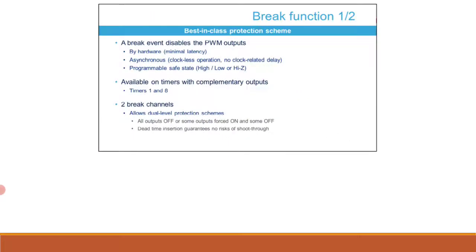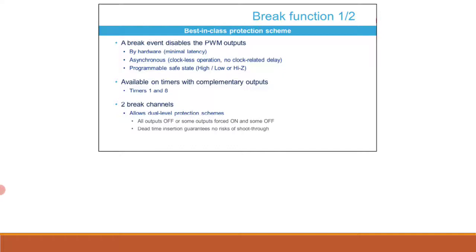A brake event triggers a hardware protection mechanism that automatically disables the PWM outputs and forces them to a user configurable state, either low impedance with high or low level, or high impedance. The logic circuitry works asynchronously without any clock. This guarantees the functionality even in case of a system clock failure and avoids any clock related propagation time that would tend to delay the protection.